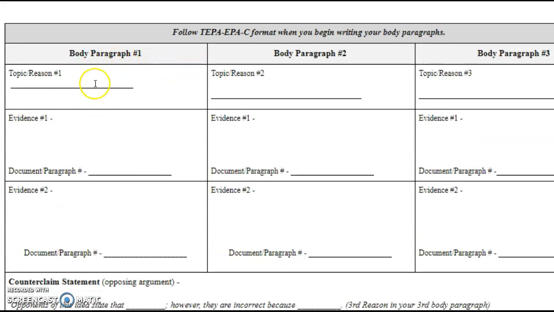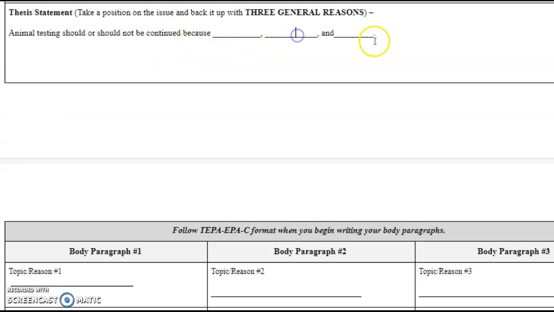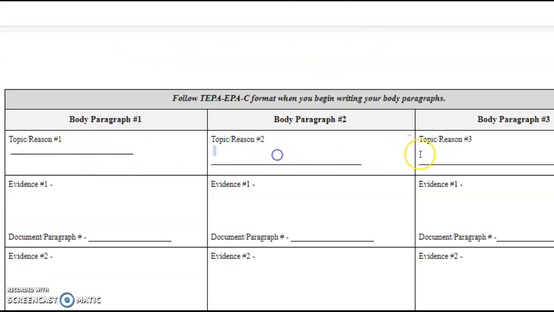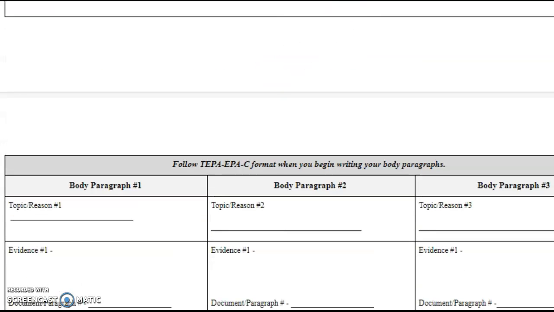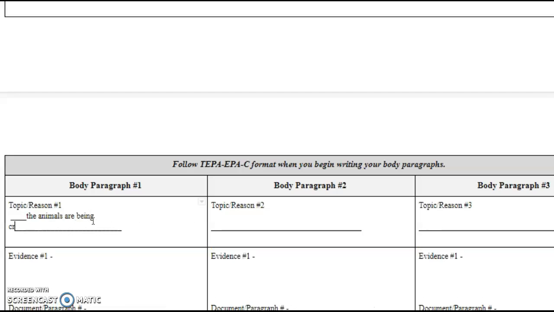For homework on this day, I had you write each of these reasons down right here. Reason 1, 2, and 3. So, if one of your reasons why animal testing should not be continued, I'm going to highlight that so you can see, is because these animals often endure cruelty. Awesome. Okay, I mean, not awesome for the animals, but I'm glad you have that reason. Now, you're going to put that reason here. The animals are being cruelly treated.